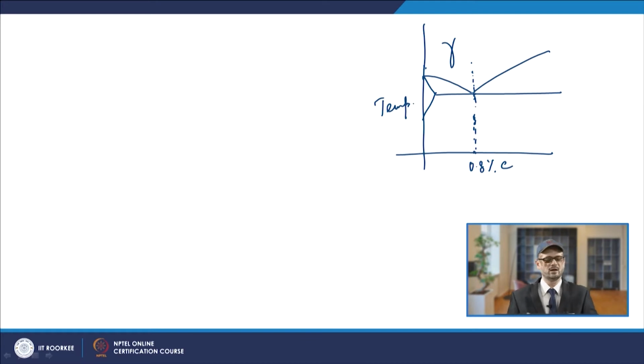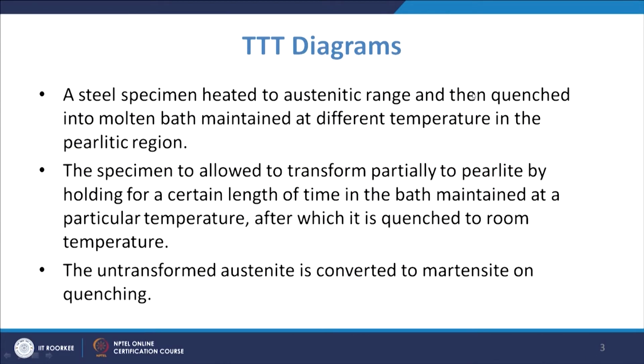So in that bath you are going to quench the specimen which is there in the austenitic range, and since this is a pearlitic range, we are writing the pearlitic range.